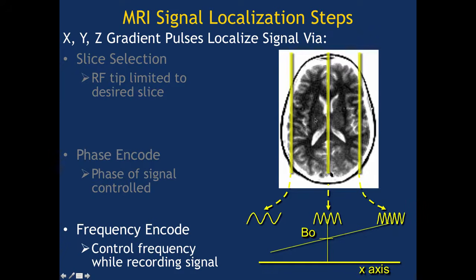And the last step is now we still need to localize in the left to right direction. Well, if we turn on yet our last gradient in the right to left direction, we now have different frequencies. And if we are receiving our signal at that instant, we now have an array of frequencies being recorded, and we can sort out those frequencies to localize things in the right to left direction.